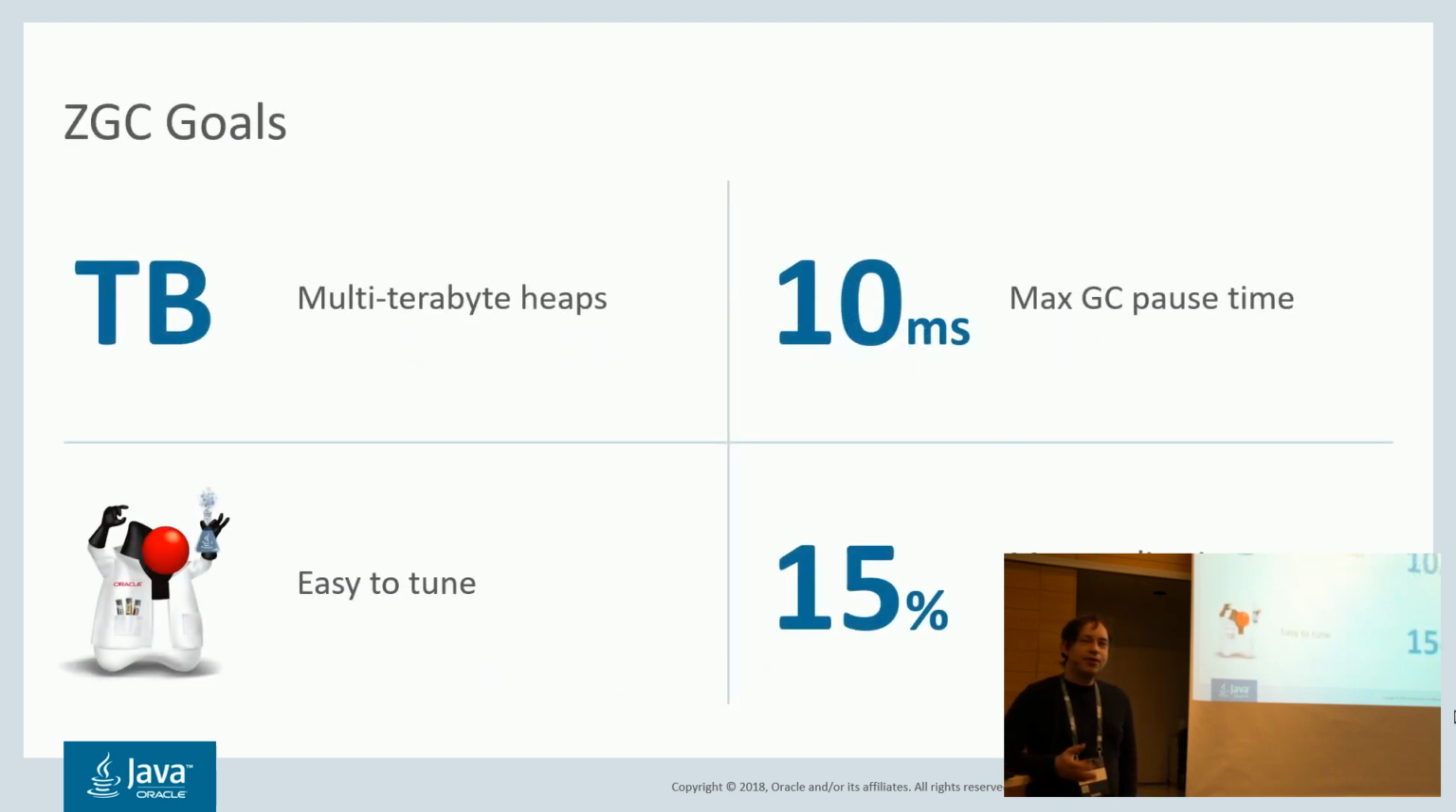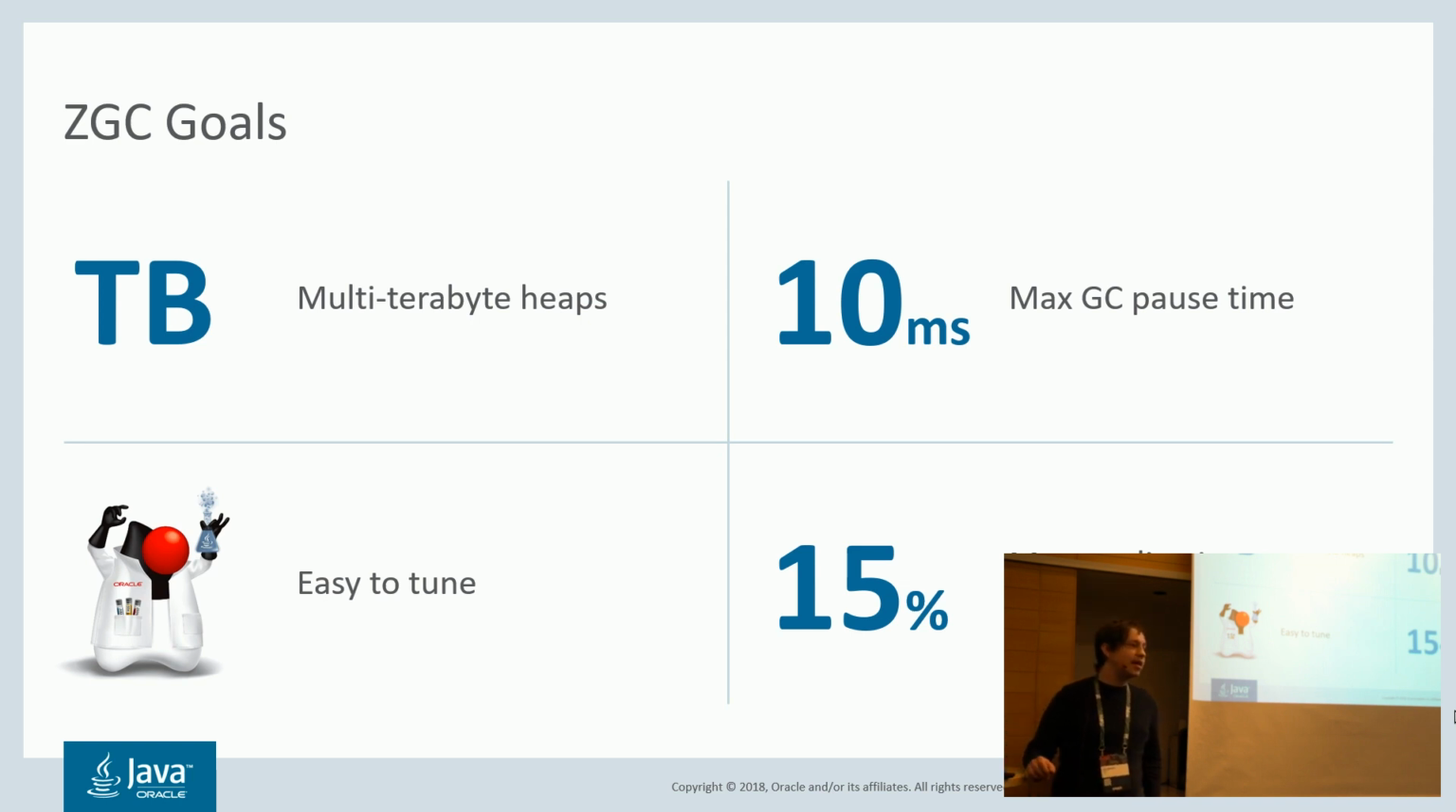To get a better understanding of ZGC, it's best to look at the goals we have with the project. As for now, the goals are to scale. When I talk about scale, I mean we want to be able to run multi-terabyte heaps and still maintain maximum GC pause times of 10 milliseconds. For this, we are willing to pay a little bit in throughput, but not more than a 15% throughput reduction.